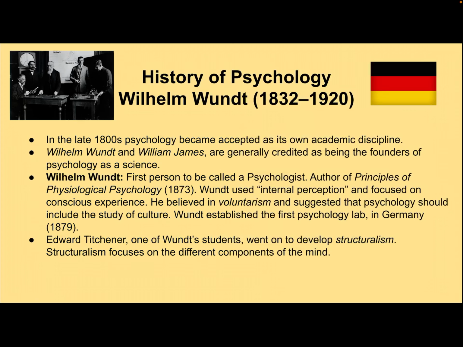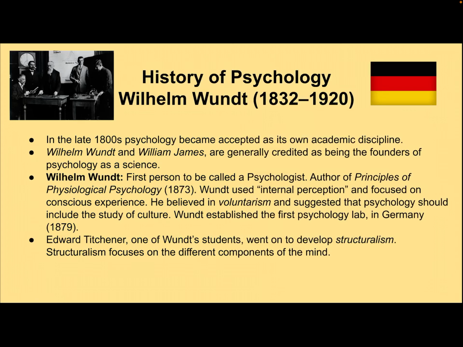He was a German psychologist, and he's actually considered the father of psychology or the founder of psychology as a science. It wasn't until the late 1800s that psychology even became accepted as an academic discipline, and Wilhelm Wundt, as well as William James, who we'll discuss in a moment, really the two of them are credited with being the founders of psychology as a science. Wundt was the first person to actually be called a psychologist.